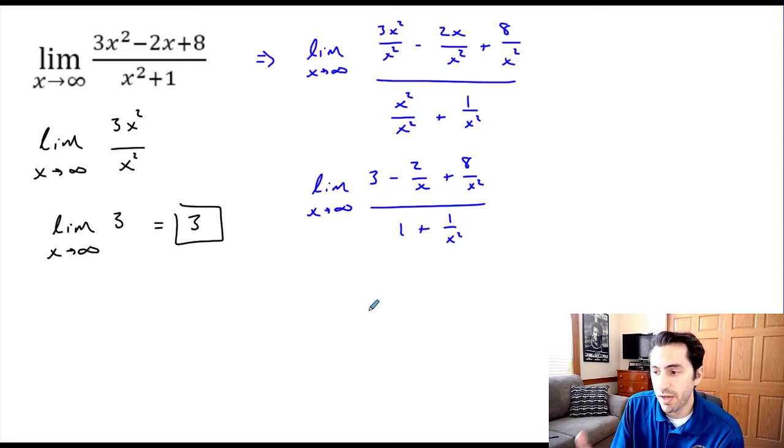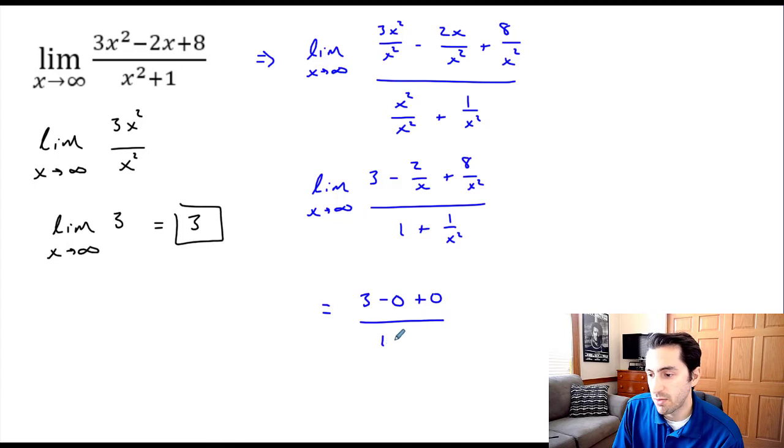So now here we have 2 over x and 8 over x squared, which are the basic limit properties we talked about for limits at infinity. So 2 over x will approach 0. 8 over x squared will approach 0. 1 over x squared will also approach 0. So what we end up with is just 3 minus 0 plus 0, divided by 1 plus 0. So different method, but we do end up with the same answer.